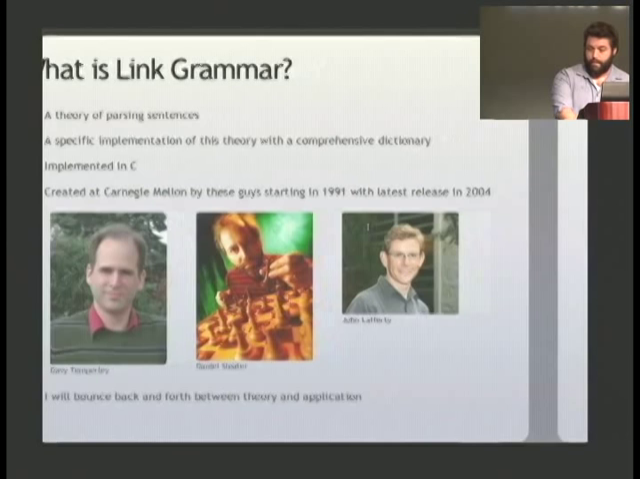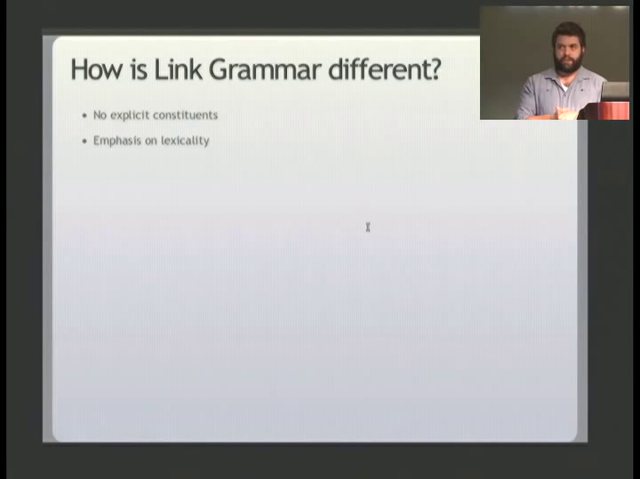So again, not an expert at parsing systems, but in looking at several dependency grammars and other things, how is LinkGrammar different from these other parsing systems? Two things have jumped out at me. The first is that there is no explicit notion of constituent phrases in the LinkGrammar, like noun phrases, verb phrases, etc. Those can be recovered after you do the LinkGrammar thing, and we'll see how that works, but it's not built into the theory.